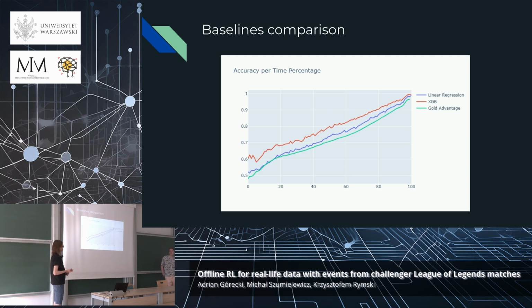XGBoost was better than both of them. Especially, we can notice that at the start of the game, it had above 60% accuracy, which is quite impressive because at the start of the game, there was only the selection of things that the players do before the game starts, like the aforementioned champions and runes. So just based on that, it had already 60% accuracy, which also tells us that they were very important.